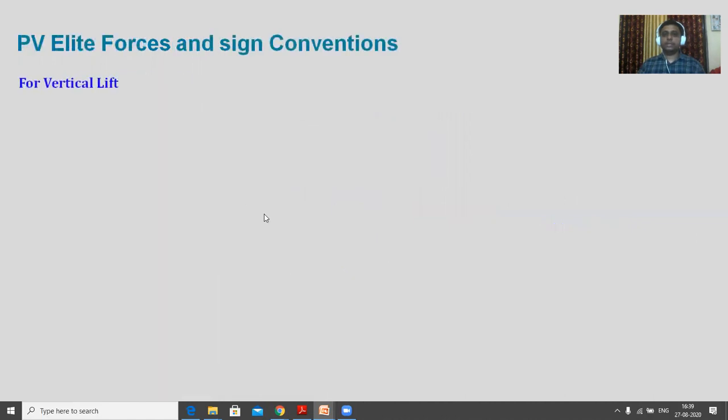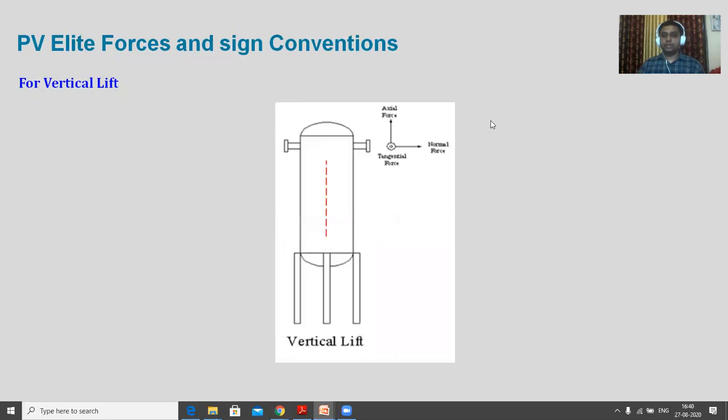So now let's understand the various sign conventions. If we are going to see axial force, normal force, and tangential force, how does that look in the case of vertical equipment? In the case of horizontal equipment, what are the forces which will be coming?